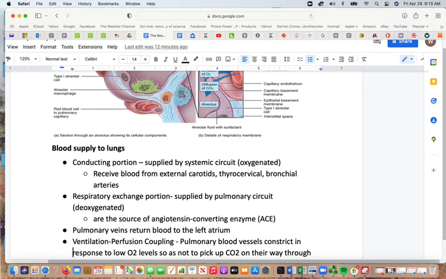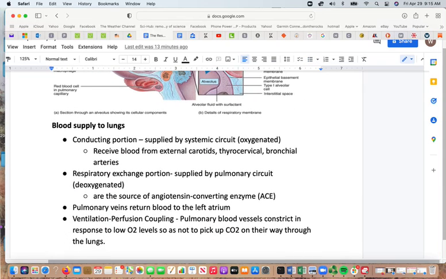So when we look at the blood supply to the lungs, the conducting portion is going to be supplied by the systemic circuit. So it's going to bring oxygenated blood to it. Here it is trying to feed the lung tissues with the oxygen. It's going to get its blood from the external carotids, the thyrocervical and bronchial arteries.